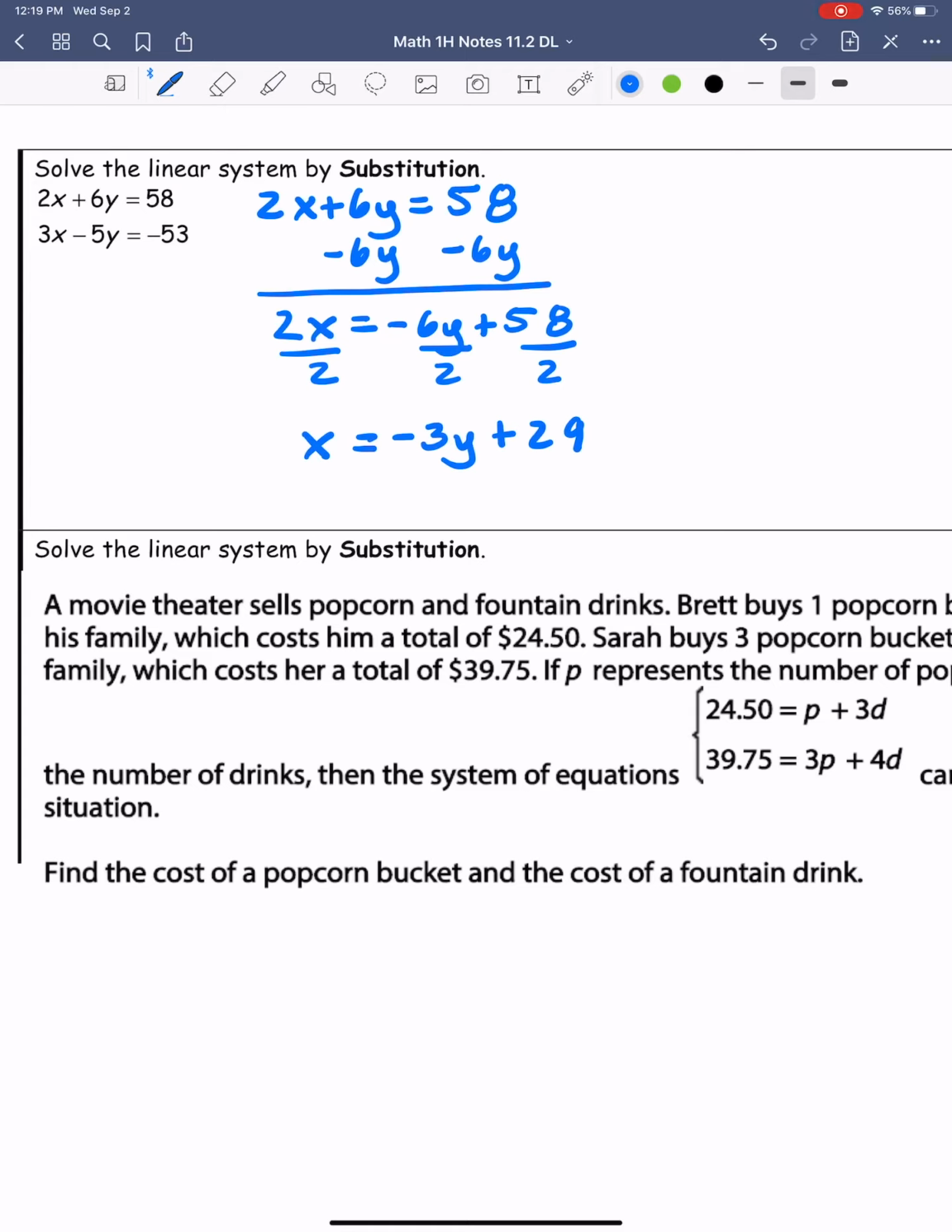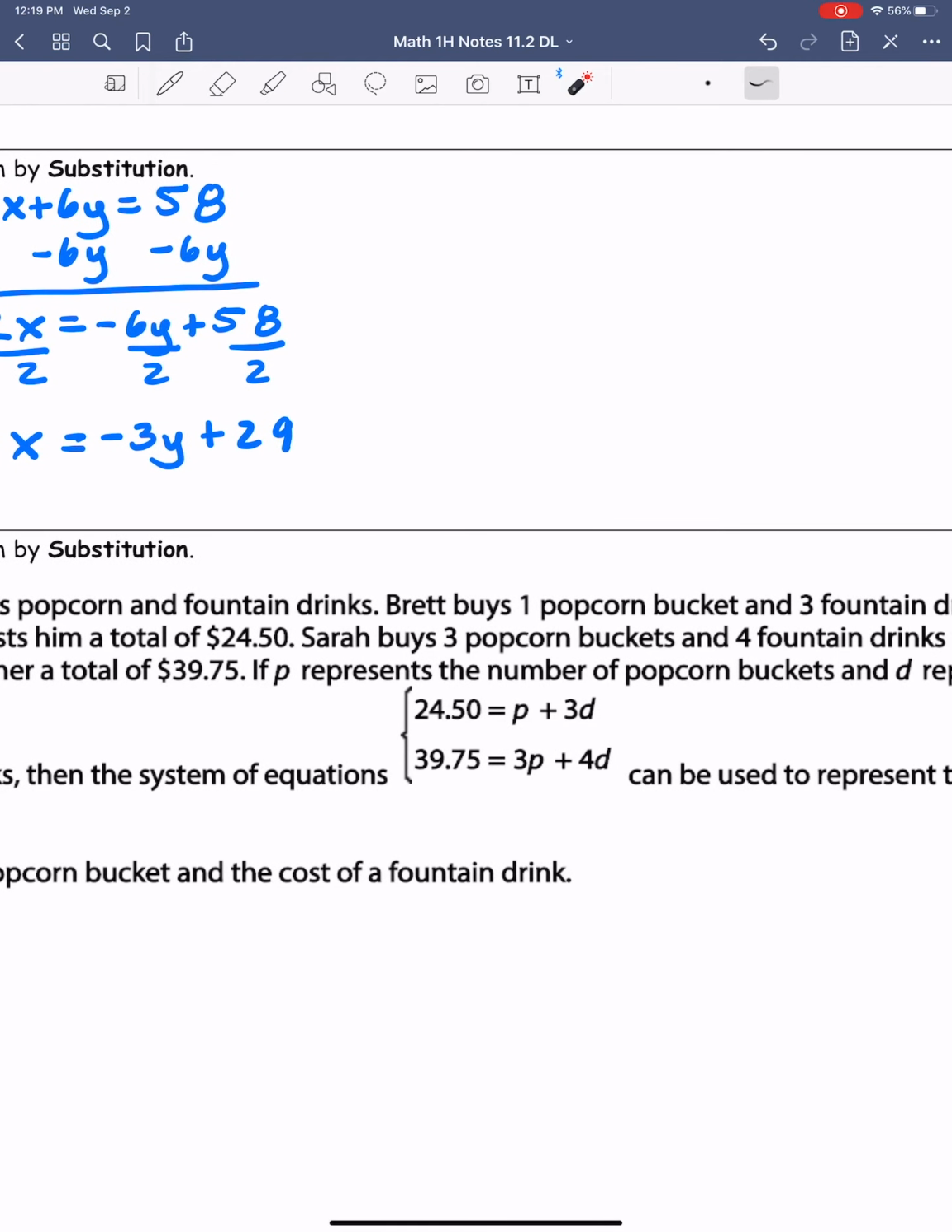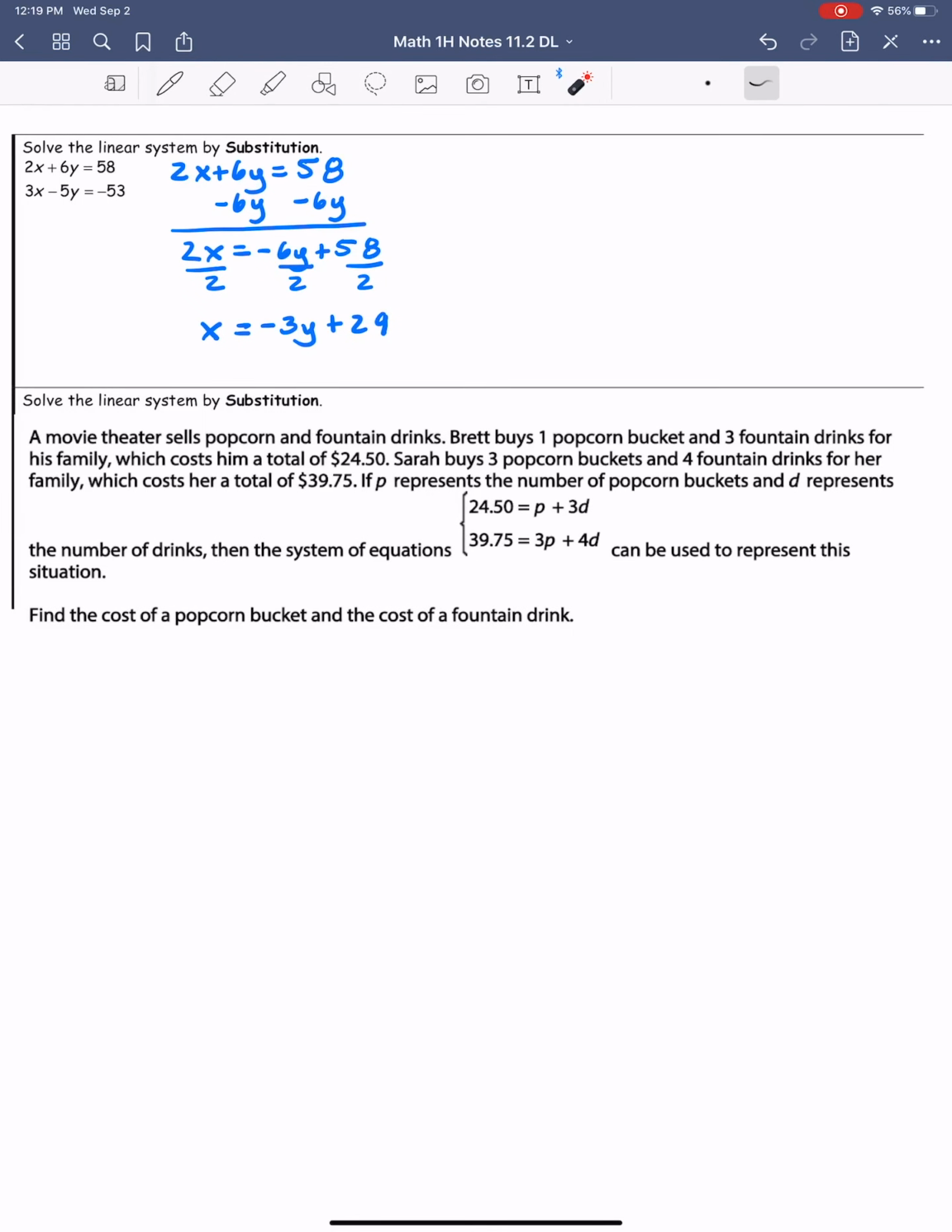And so now we have these two equations, right? We have this one where we just isolated x, and we have this bottom equation, which we haven't touched yet. And I'm going to set them up side by side now. And so I've got x equals -3y plus 29. And I've got 3x minus 5y equals -53, which I still haven't touched.